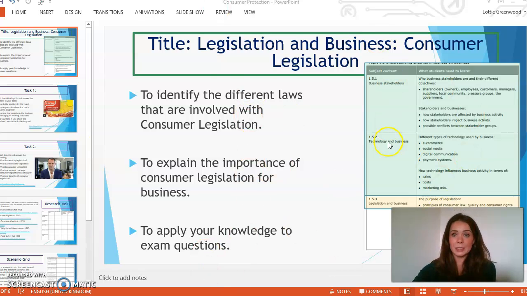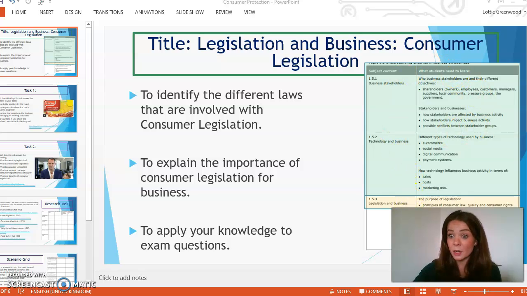So the first slide you can see, can you put your title please, is legislation and business, and in particular it's consumer legislation that we're looking at this week. So these are our objectives. We're going to identify the different laws that are involved with the consumer legislation. We're going to explain the importance of consumer legislation for business, and you're then going to apply your knowledge to some exam questions.